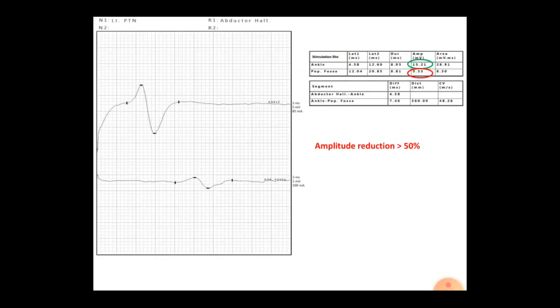So in short, if your amplitude because of stimulation at the proximal side is reduced by more than 50% as compared to the amplitude because of stimulation at the distal side, it is suggestive of conduction block.